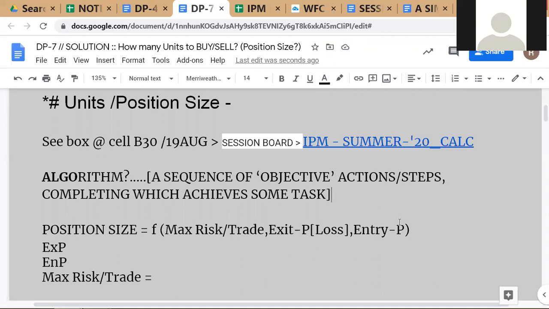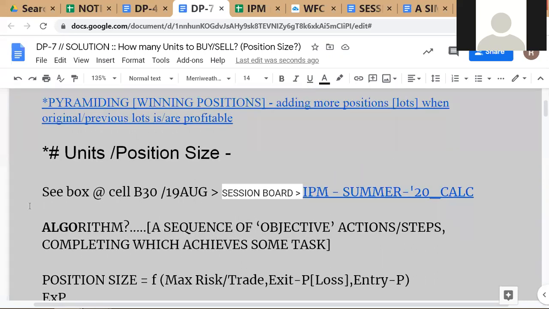So an algorithm is a sequence of objective actions or steps, completing which achieves some task. For example, if you're designing a robot for making coffee, you can have an algorithm for making coffee, which will have: open the kettle, pour the water, switch on the kettle, then wash the cups, put the coffee powder in, and so on. Once you complete those steps, you will have a completed cup of coffee. So that's what an algorithm is.